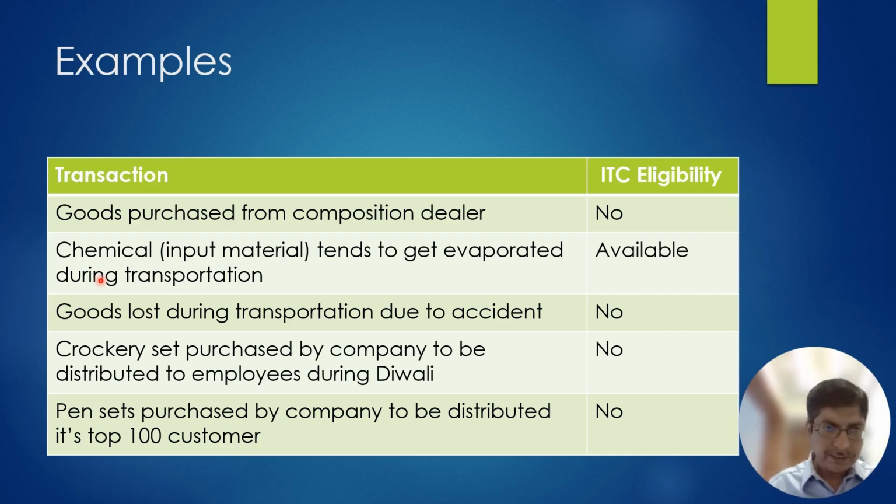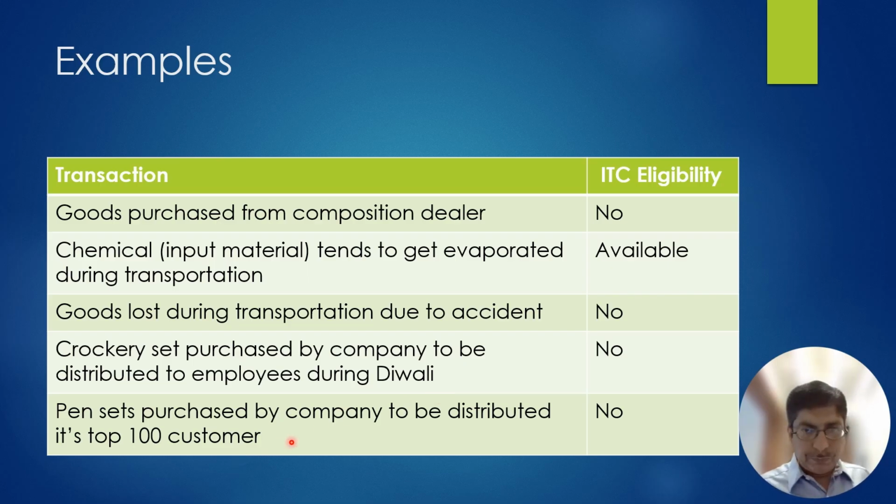Which means, let's go to the next example, the goods are lost in a road accident. Input material purchased is lost in a road accident. The credit is not available because this is not a normal loss, this is an abnormal loss. Second last example, crockery set purchased by a company to be distributed to its employees during Diwali. This is a gift for distribution to the employees. The credit is not available.